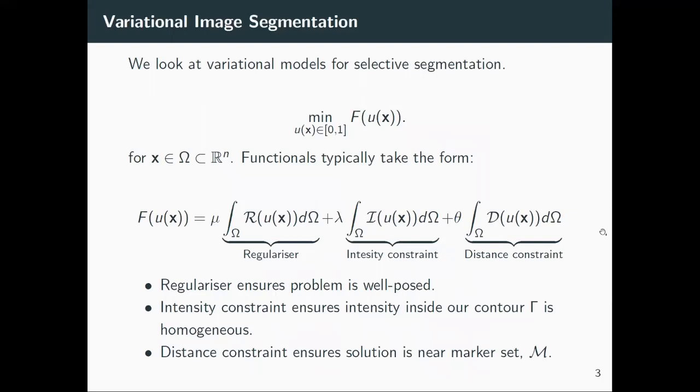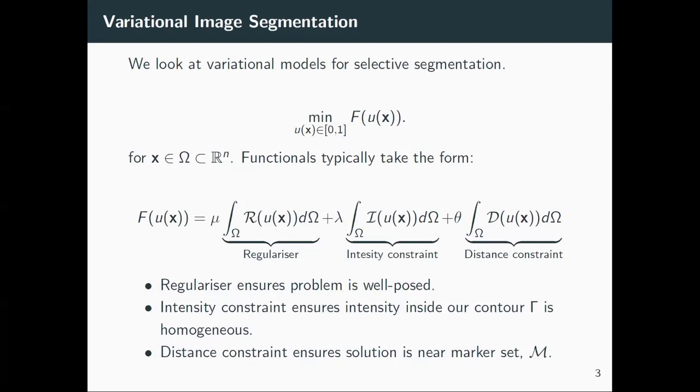Variational models typically involve minimizing over a certain functional. Functionals typically consist of three things for selective segmentation. First is the regularizer, which introduces some kind of prior knowledge and also ensures the problem is well posed. Typically, we use just total variation for this. The second part is the intensity constraint. This just ensures that the region inside our contour is roughly homogeneous.